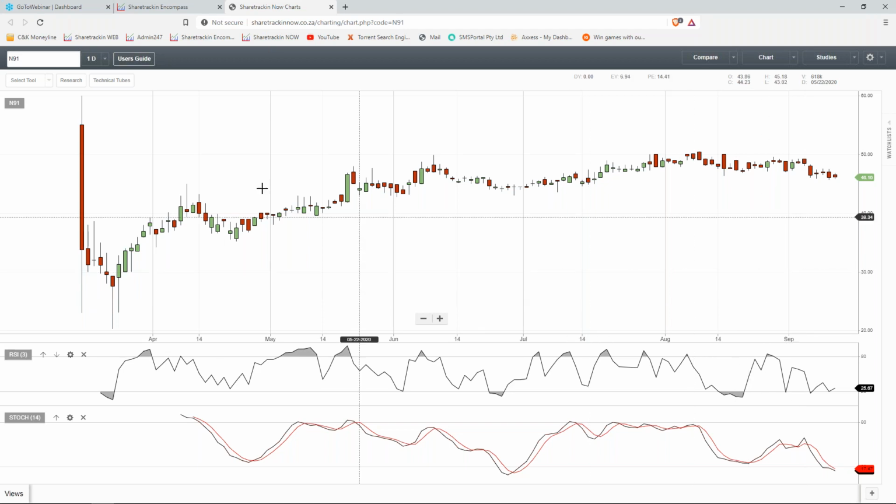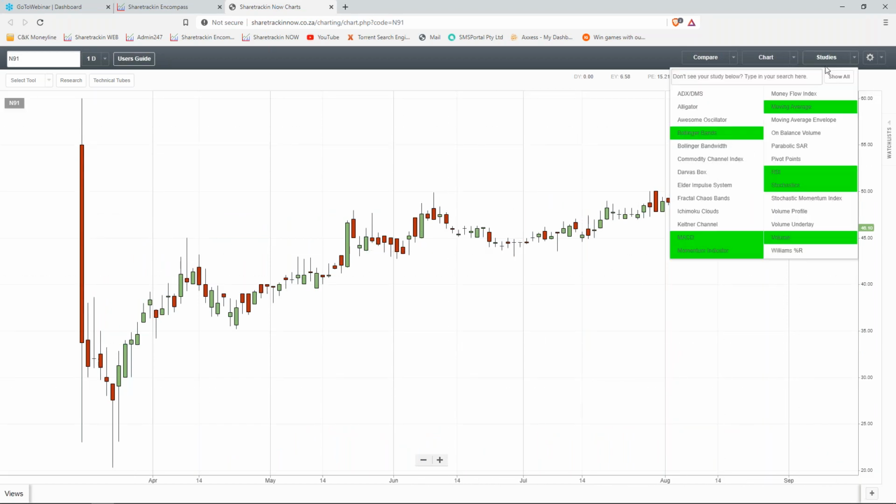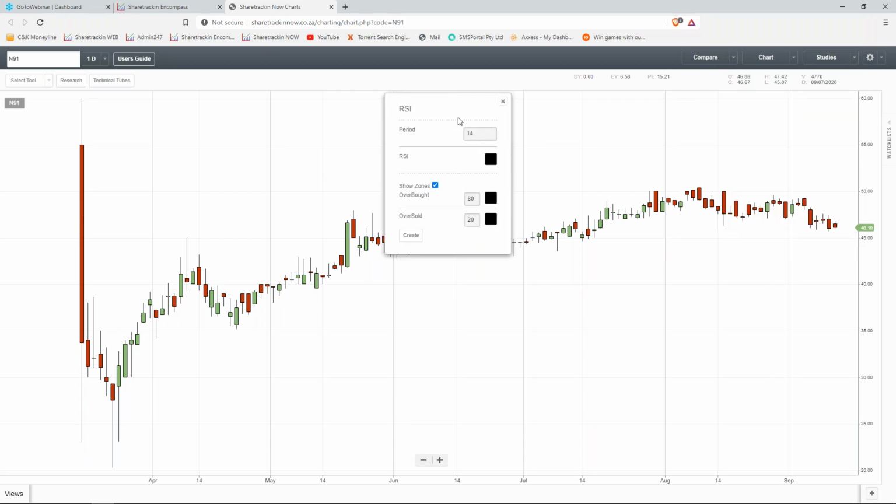All right. Now at the bottom you'll see I've got the RSI and the stochastic, but I'm quickly going to remove them so I can show you how to add them. On your right-hand side at the top you get your studies. So you're going to go to studies, and you're going to click on RSI. RSI, relative strength index, is the first one that we're going to use. We're going to change the period from 14 to 3.